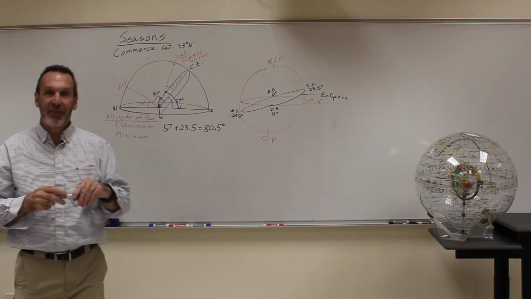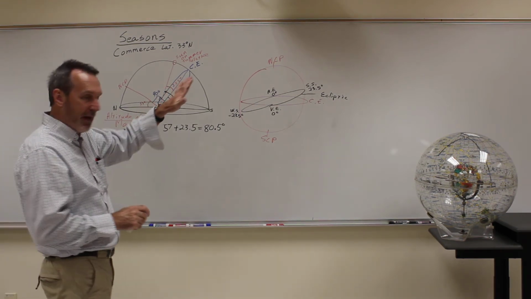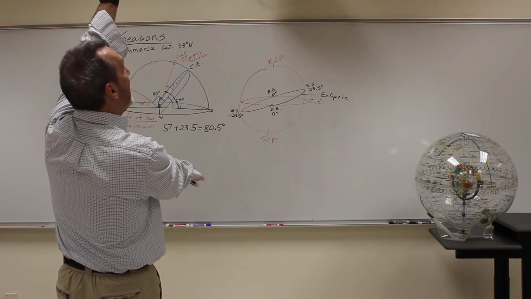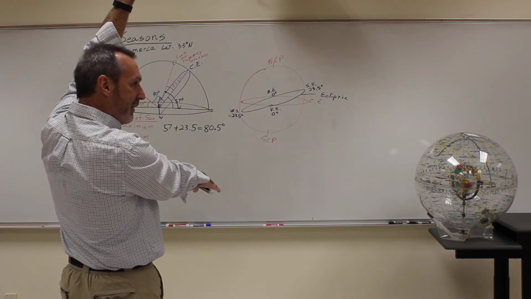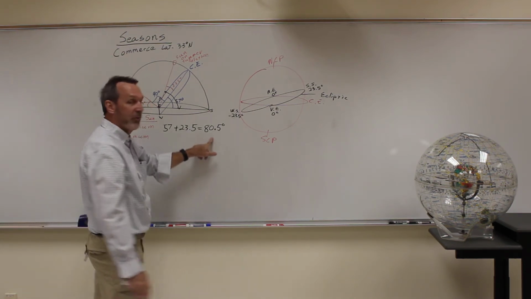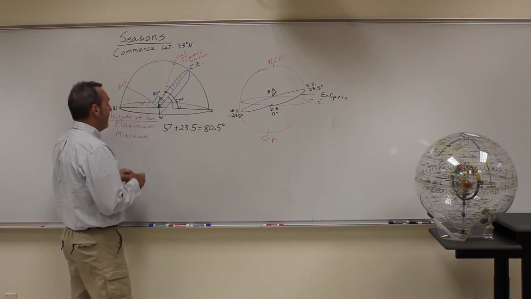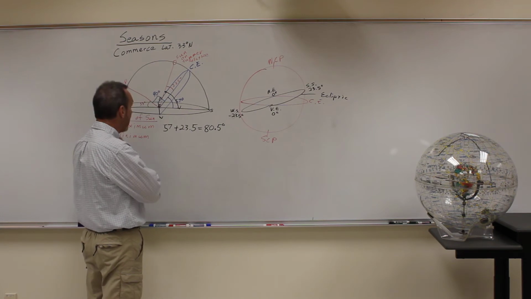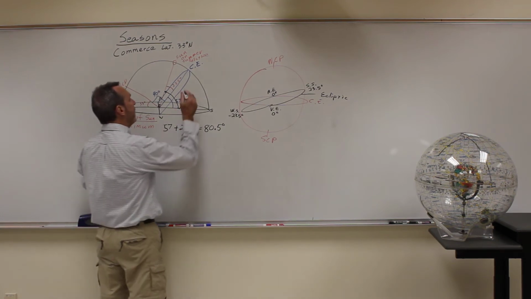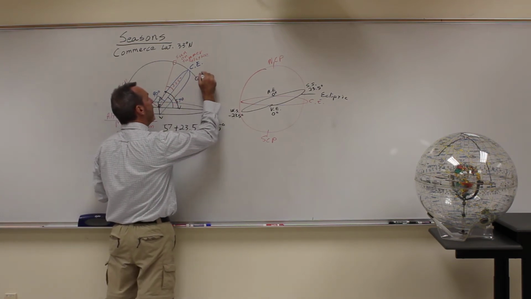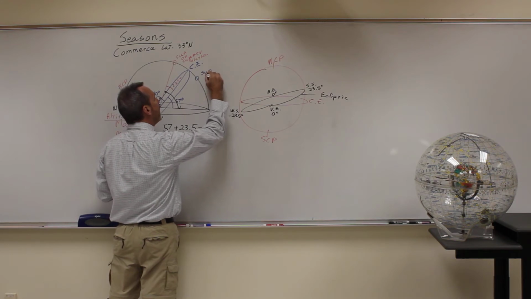So the sun gets up to a maximum altitude from Commerce. If this is south, it gets up to 80.5. It never gets directly overhead. It gets close. It gets within 9.5 degrees, but it never gets directly overhead from Commerce, Texas. Now the minimum is when the sun is down here. This is the sun on the winter solstice.